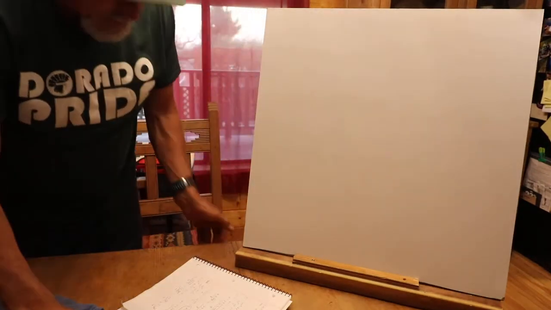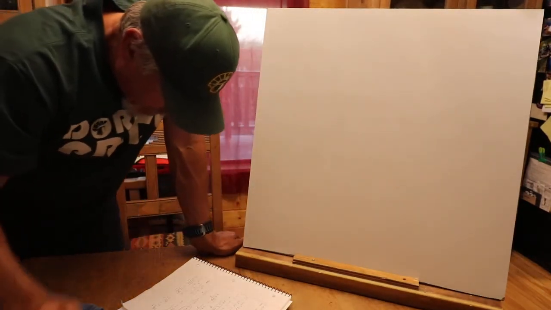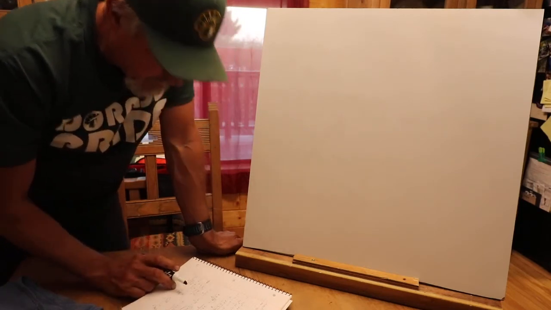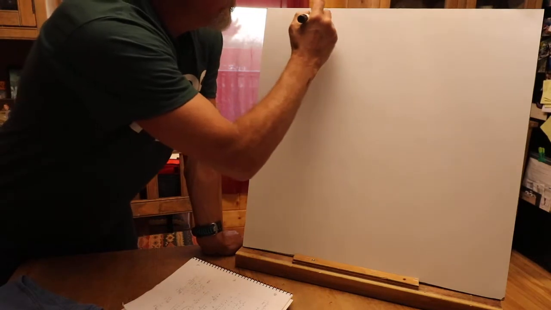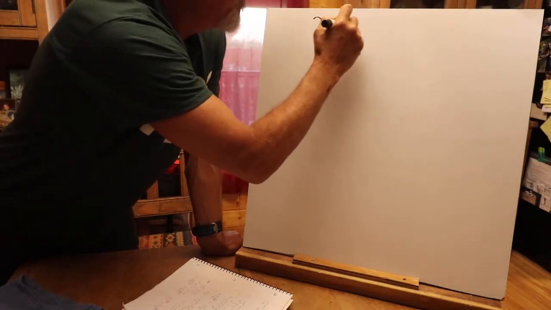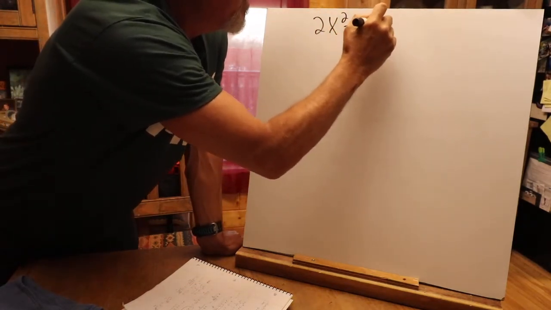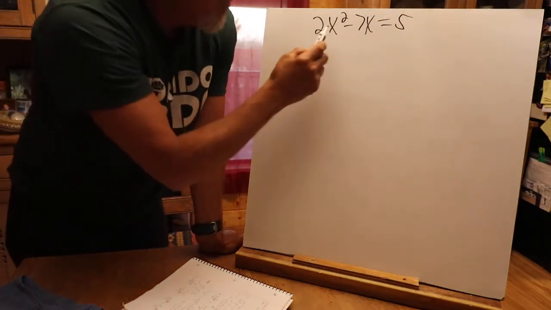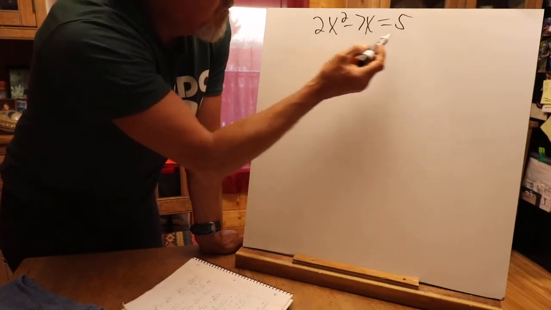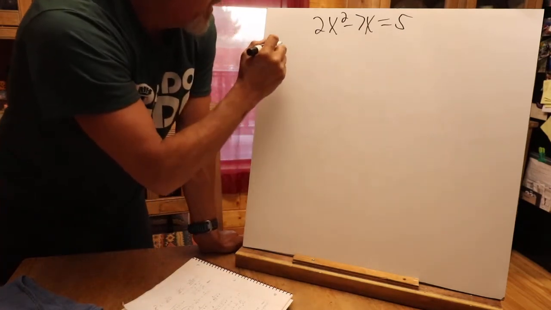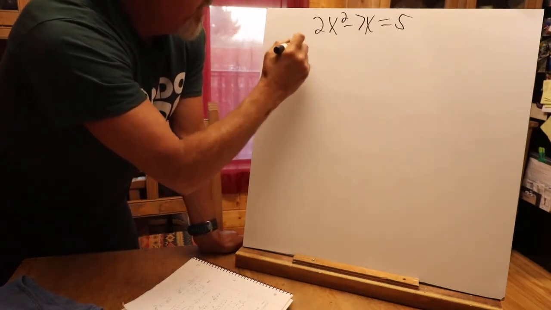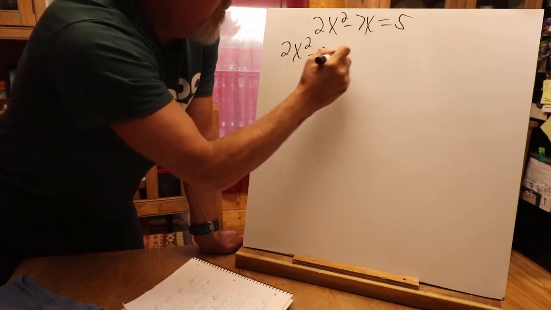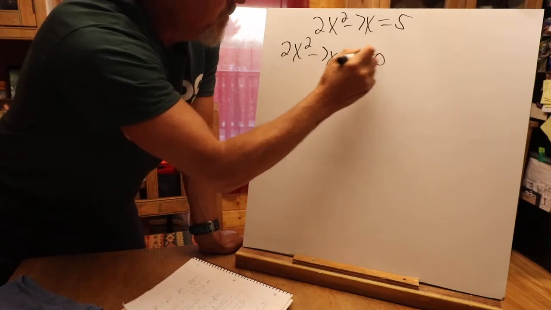Okay, the last example is 2x squared minus 7x equals 5. Again, it's not set equal to 0, so you need to do that. It's set equal to 5. So I'm going to move the 5 across by subtracting, just like last problem. 2x squared minus 7x minus 5 equals 0.